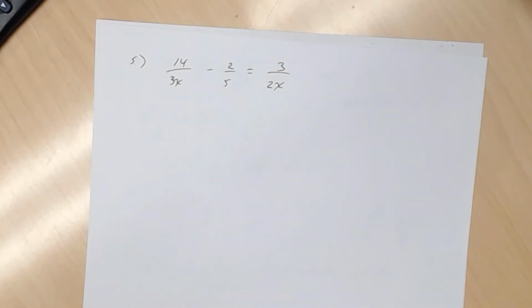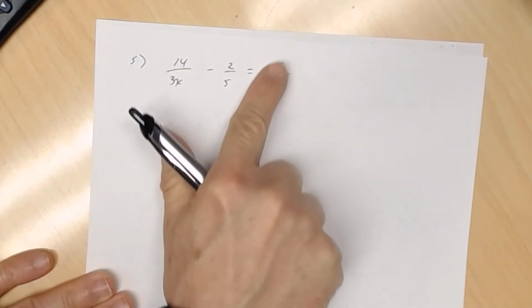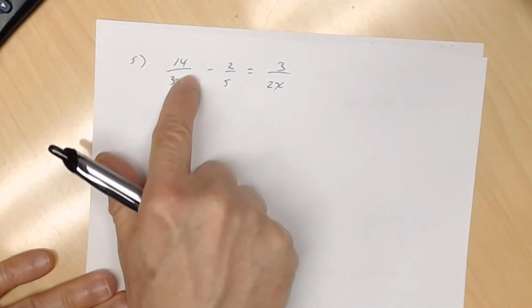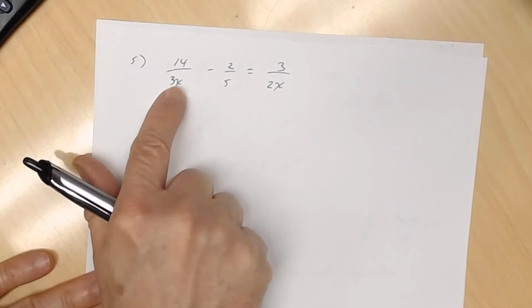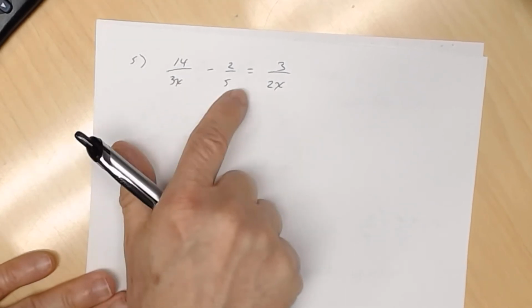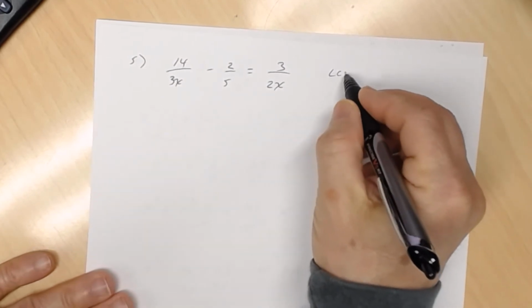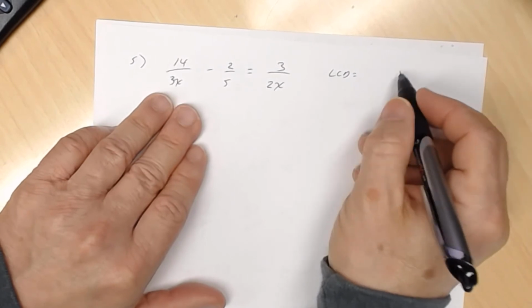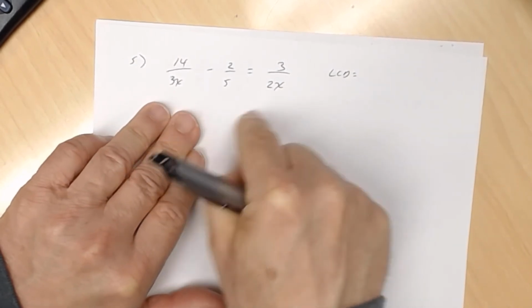All right, I want you to notice this. First of all, this is a rational equation. Secondly, I want you to notice the denominators. Those are monomials. Do you see any binomials or trinomials or anything like that? Nope. You see monomials. That's the easy kind. So let's find the LCD. What do you think the LCD is? What's the smallest expression that 3x, 5, and 2x will go into?